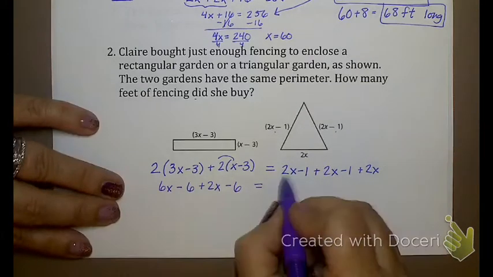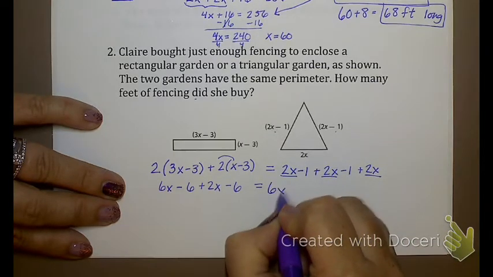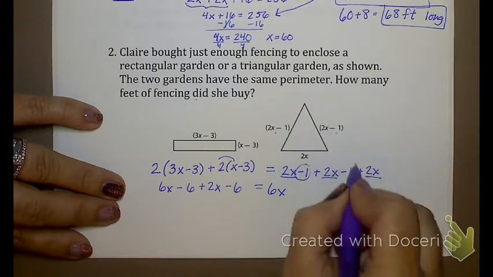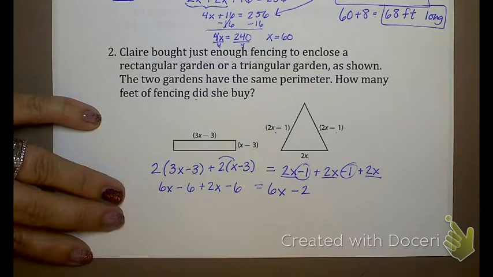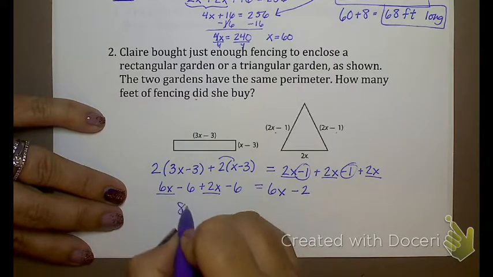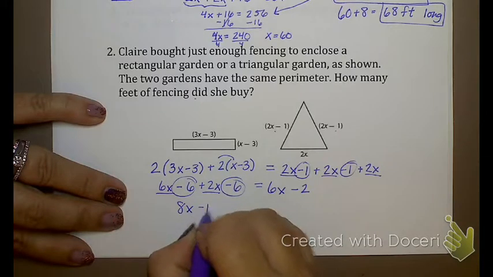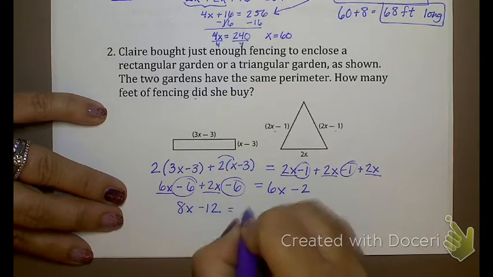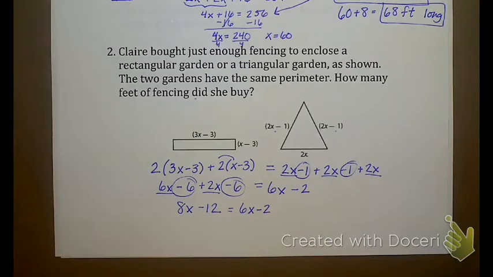Over here, what do I have? 6 x's. And then I have negative 1, and negative 1 would be minus 2. Can I do some more simplifying? 6x plus 2x is 8x. What's negative 6 plus negative 6? All right, you finish that equation.